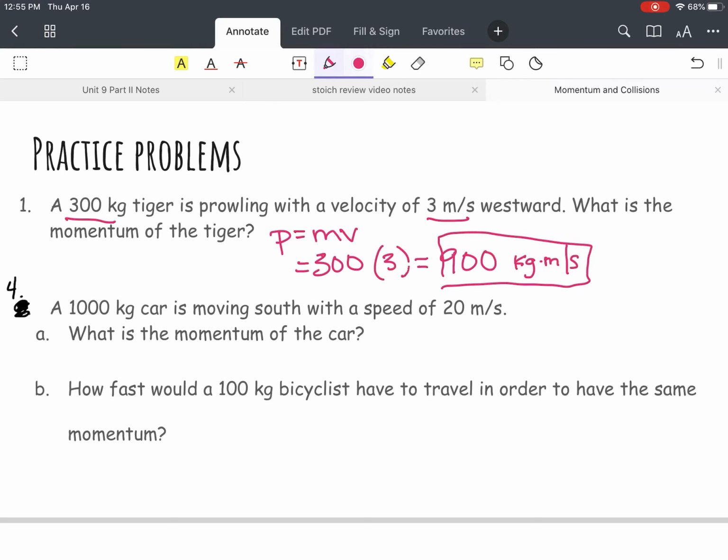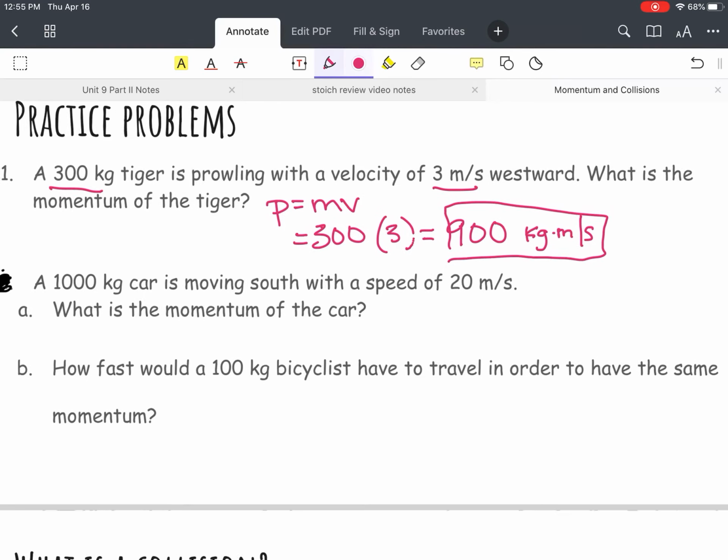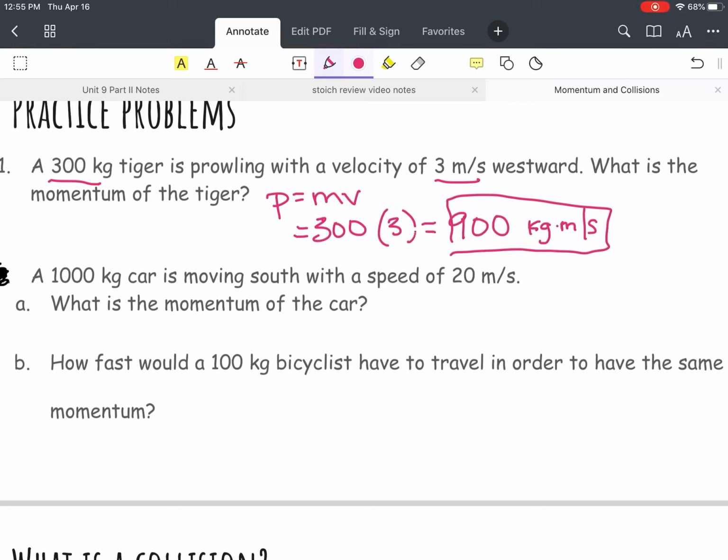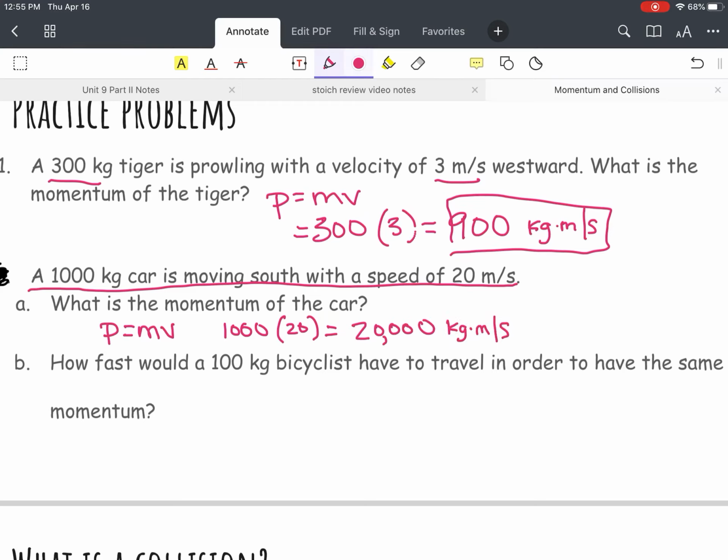I'm going to skip over number 2 and 3. You should be able to answer those based on what we've talked about so far. Number 4 is just a little different. It's more practice, but I want to show you what it's asking. You're using this information for all of the A through D. I'll show you what I mean with A and B. A is just asking for the momentum of the car. So I'm going to use my equation, P equals mv. My mass is 1,000. My velocity is 20. When I multiply those together, I get 20,000 kilograms times meters per second. So that is my momentum of the car.